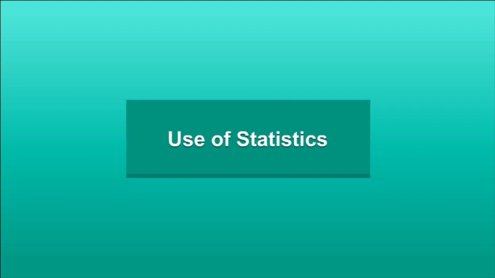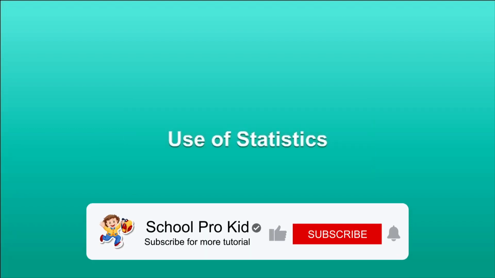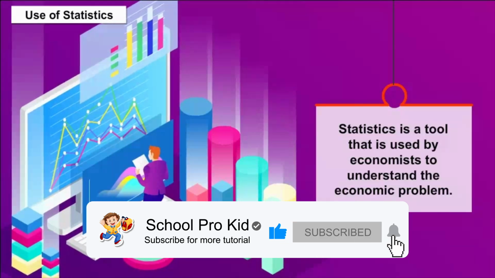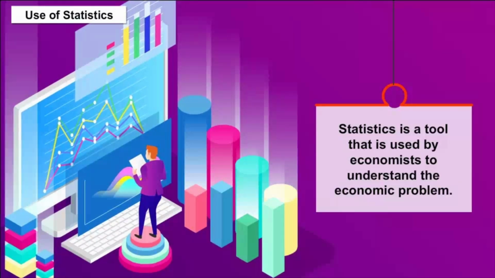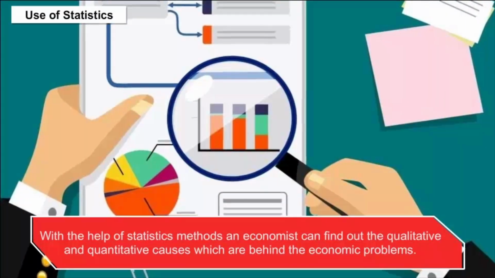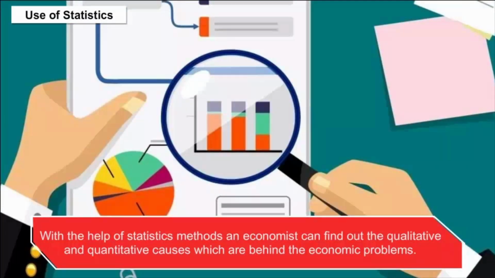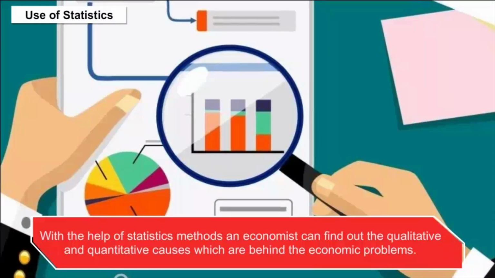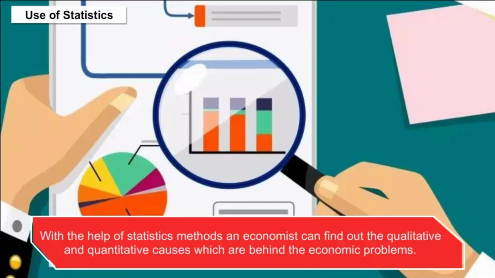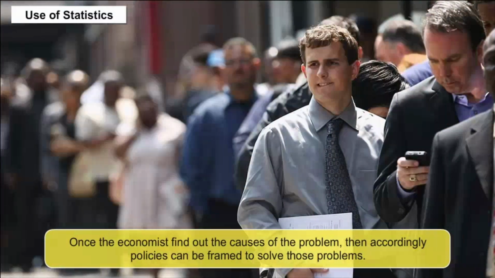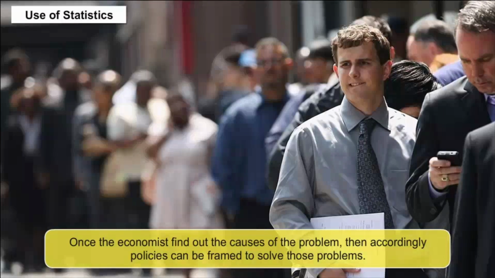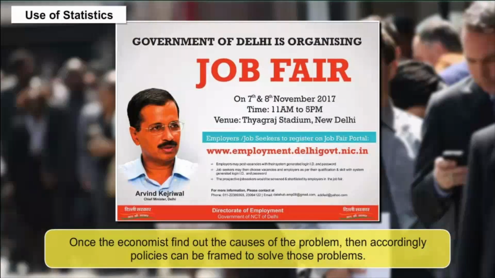Uses of statistics. Statistics is a tool that is used by economists to understand the economic problem. With the help of statistics methods, an economist can find out the qualitative and quantitative causes which are behind the economic problems. Once the economist finds out the causes of the problem, then accordingly policies can be framed to solve those problems.